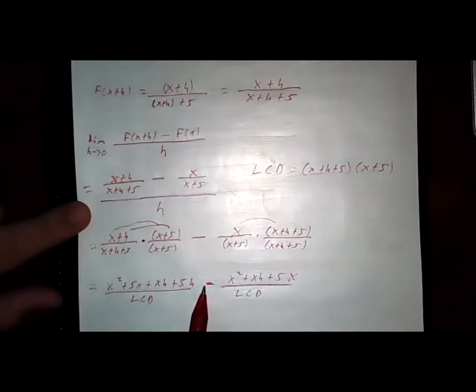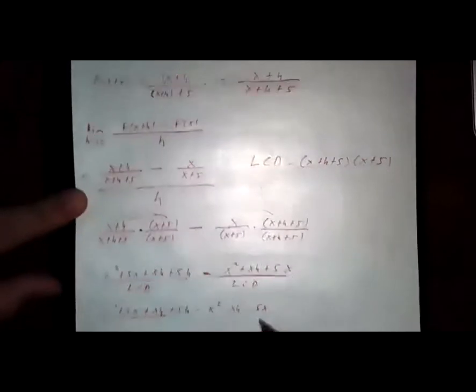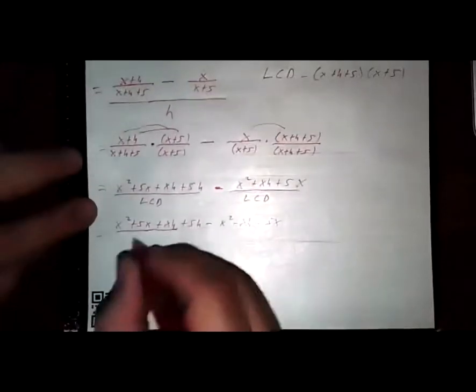Notice how there's a minus in front of the whole thing, so all of them will become minus. So we will get x squared plus 5x plus xh plus 5h minus all this stuff. Bunch of garbage.